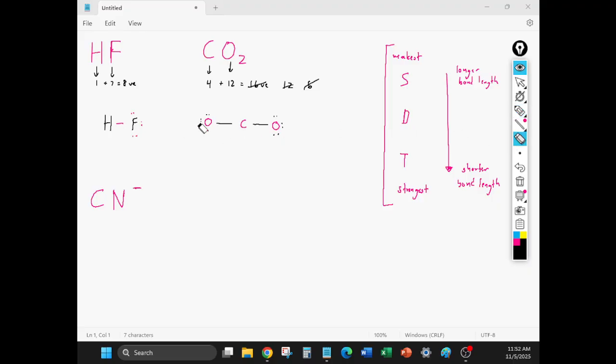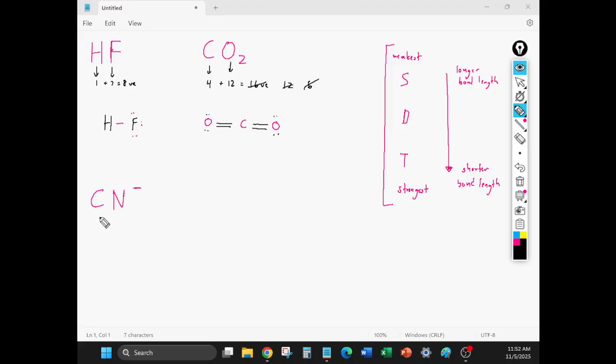We take 2 from the oxygen on this side and give it a double bond. Now this oxygen still has an octet, but carbon has 6 because it has 3 lines next to it. Then you can see this other oxygen also needs to share. So we get CO2 like that.